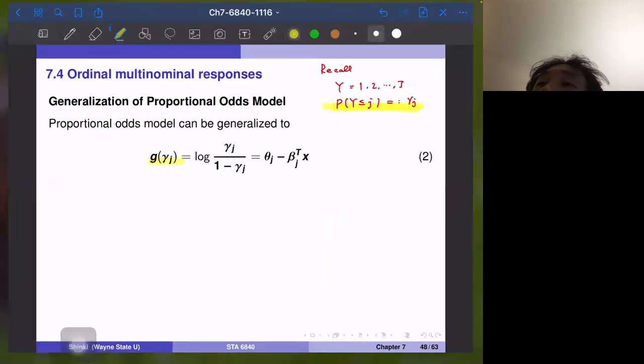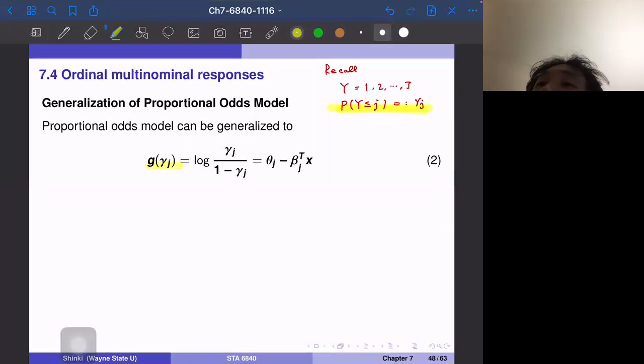Hi, we continue with 7.4, ordinal multinomial responses. Last time we studied the proportional odds model. That was G of gamma j equal to theta j minus beta transposed x. Here gamma j is the probability that y is less than or equal to j, and y is an ordinal response variable which can range from 1 to J. This time we have the j here, so actually the coefficient of x also depends on j.